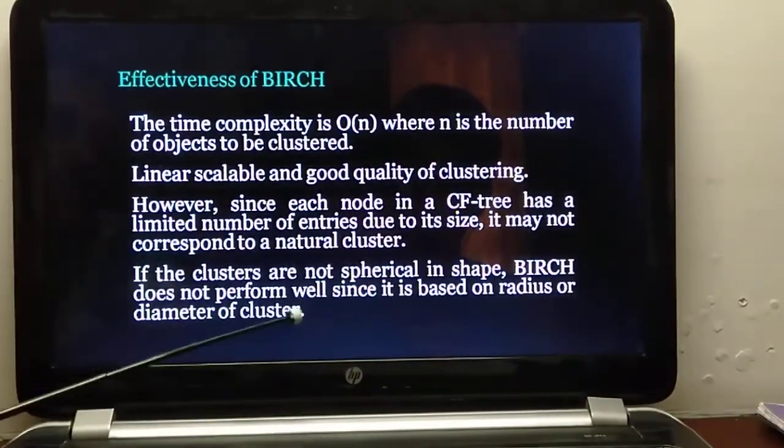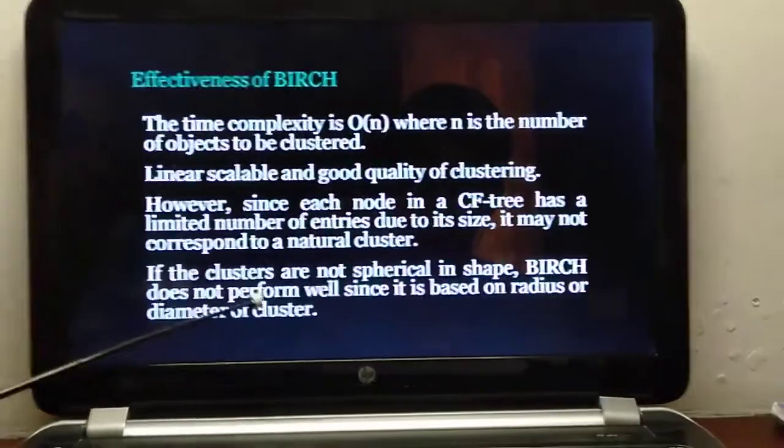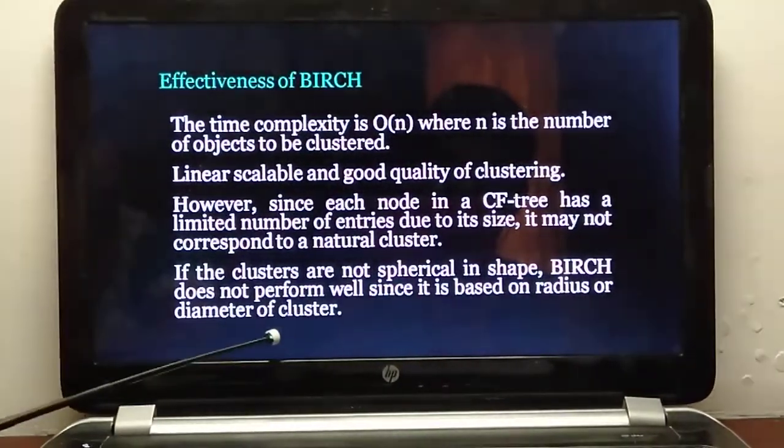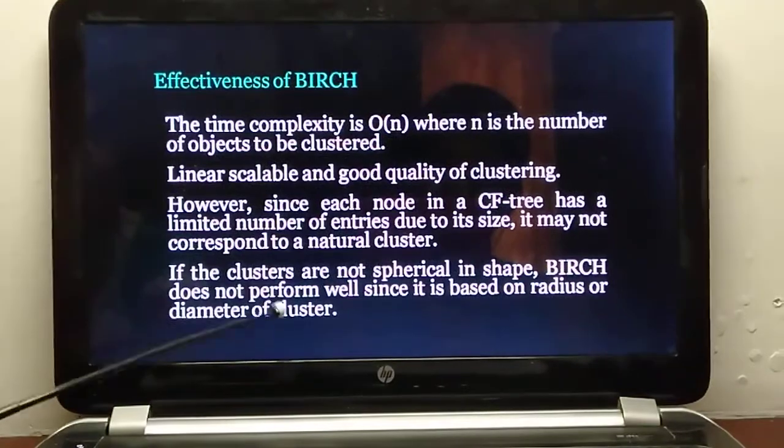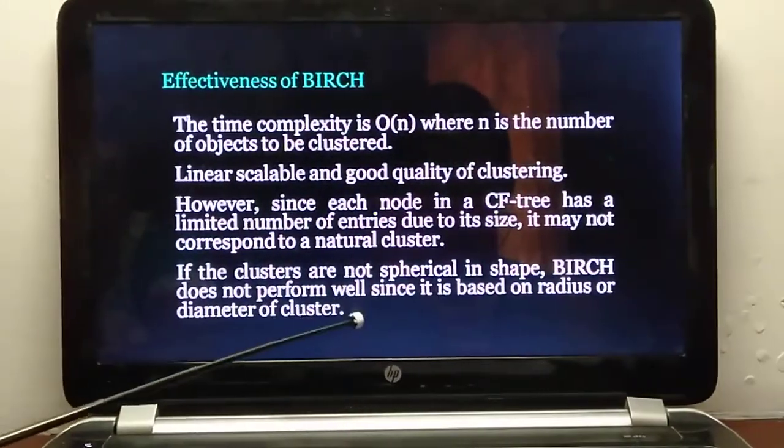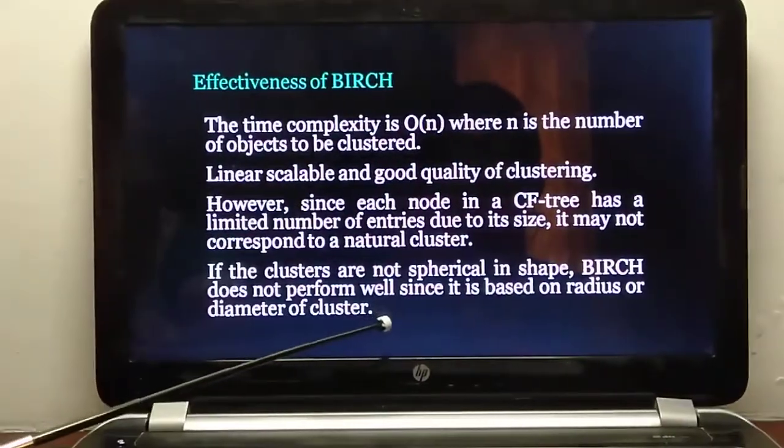This is the effectiveness of it. It has many good qualities, but there are problems in this also, and that leads us to our next topic, density-based algorithms. That will be in the next class.